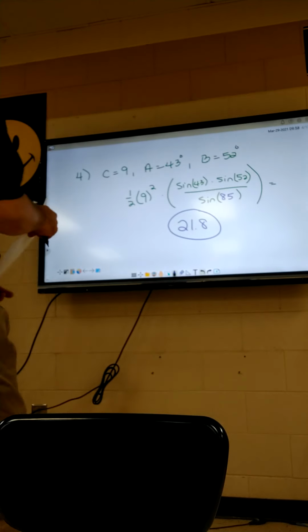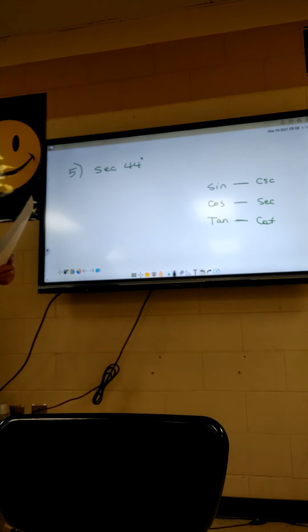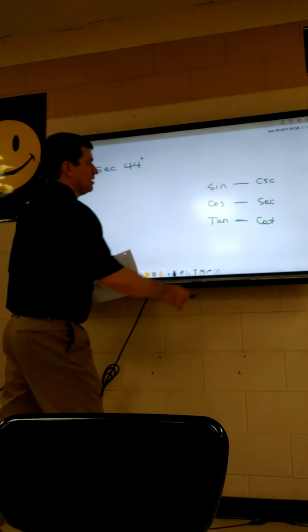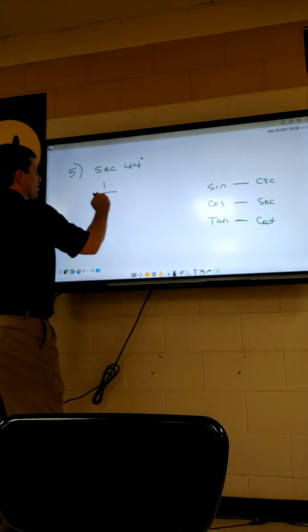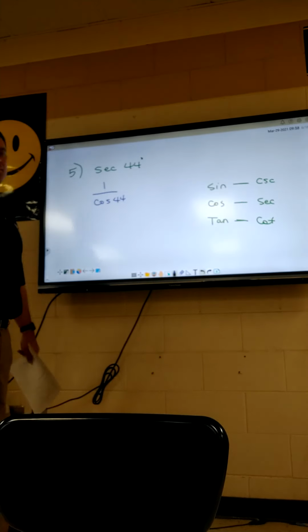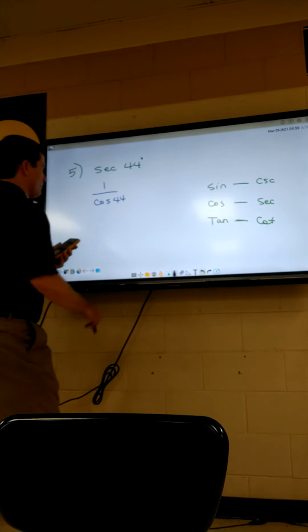Let's go down to number 5. Guys, this is for everybody who was out last week when we did this stuff one day. All right, Ellis, do we have a button on the calculator to mash for secant? No. So, secant and cosine are opposite. So you can type in 1 over cosine of 44. Ellis, type it in. Give me an answer. 1 over cosine 44. I got 1.39.